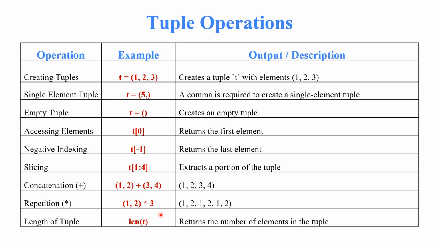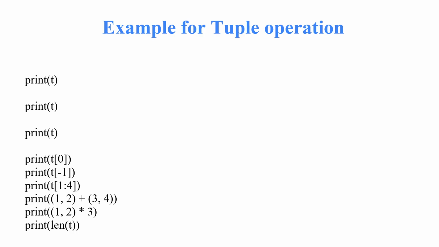So this 3 here repeats the tuple 3 times. Okay, we can see here 1, 2, 1, 2 and 1, 2. The length of the tuple can be obtained by len of t, which returns the number of elements in the tuple. Now we can see some more functions and some examples for understanding.